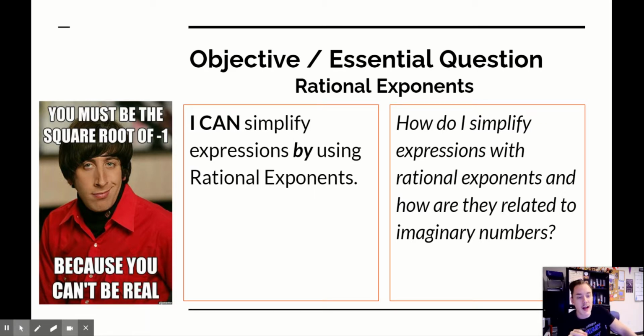So how do I simplify expressions with fractional or rational exponents? And how are they related to imaginary numbers? That's really what we want to ask. How are they related to imaginary numbers, and how are they beneficial to know when solving for imaginary numbers? Okay, that's the essential question. Let's get started.